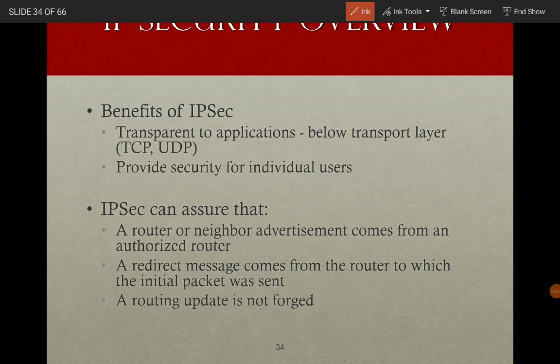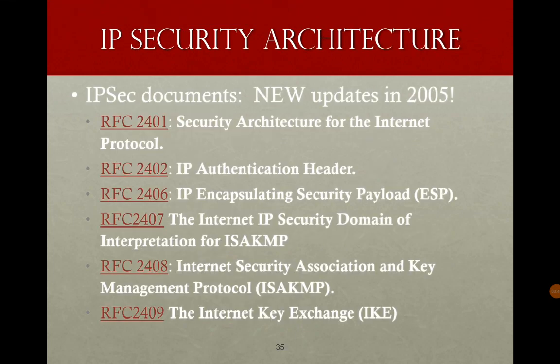IP security benefits are that it is very transparent to the application and it provides security for individual users also. It can assure that a router advertisement or neighbor advertisement comes only from an authorized router, and it can also assure that a routing update is not a forged one. And one more thing: if the user gets a redirect message, it assures that it comes from the router to which the initial packet was sent. So these are the benefits of IP security.